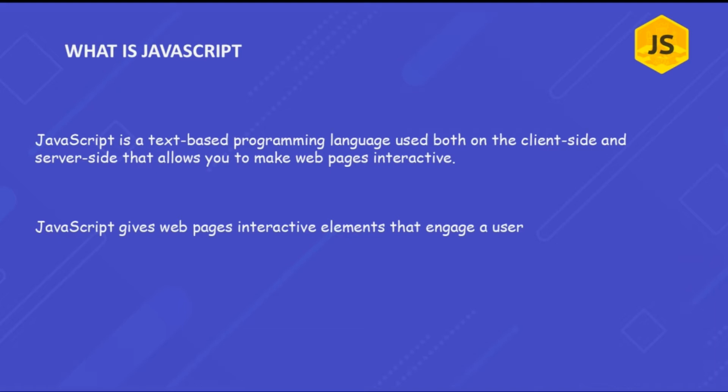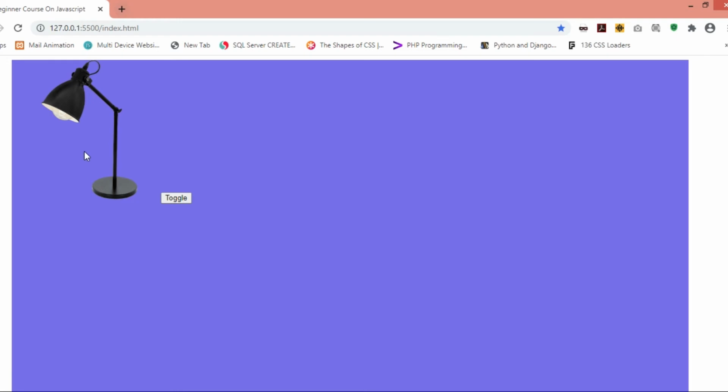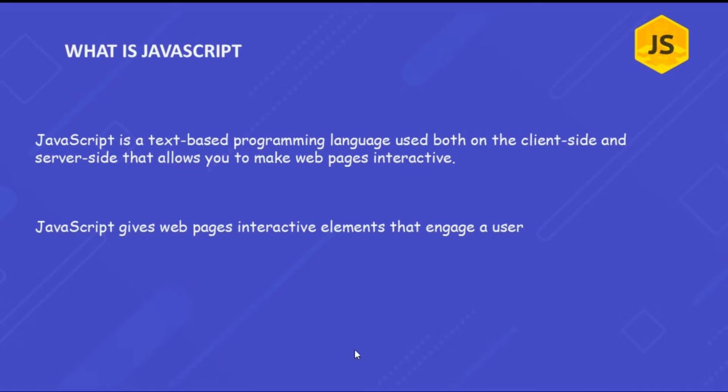The best example I can give you at this time is that I have just developed a small thing. It's a desktop lamp, right? As you can see, it's purely a desktop lamp base. First of all, it's an image. Once I toggle it, it lights up all this. And once I toggle it again, the light goes off. So these are some of the main features of JavaScript which you'll be learning in this upcoming video series.